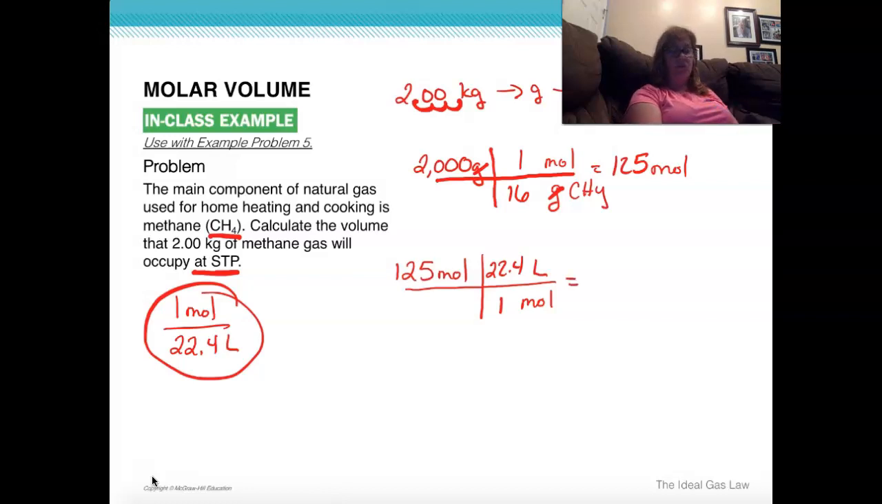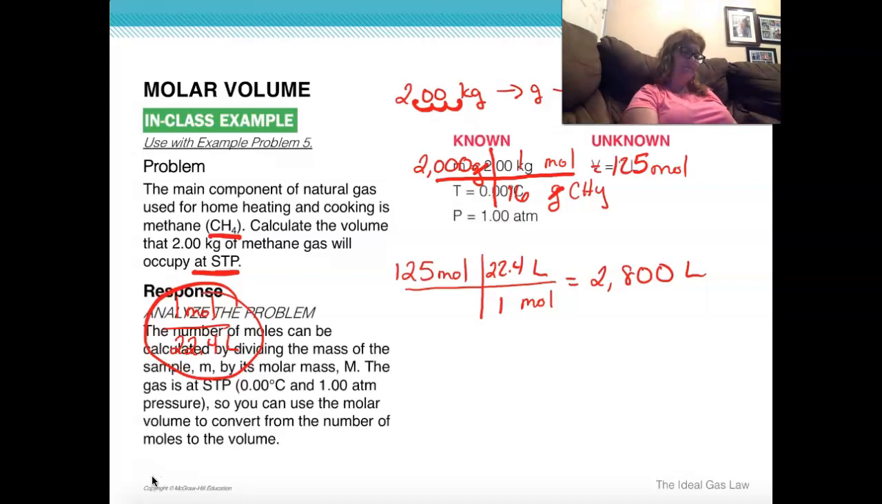So that means we're going to multiply. Can you multiply 125 by 22.4? And I get 2,800 liters. And that would be the correct answer. All right, let's keep going.